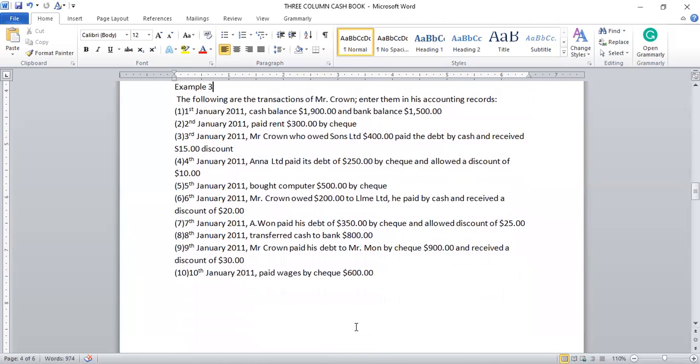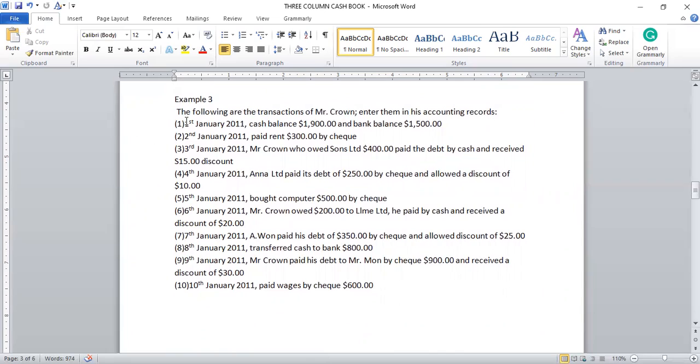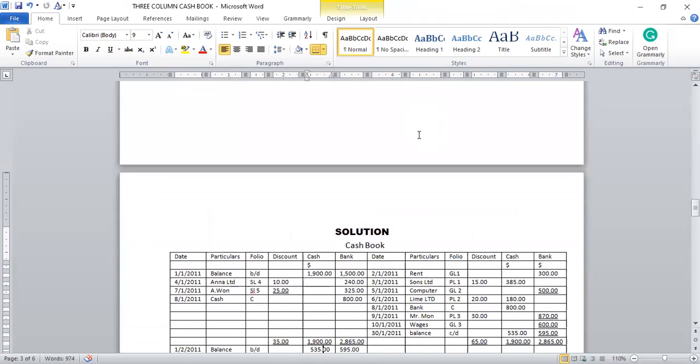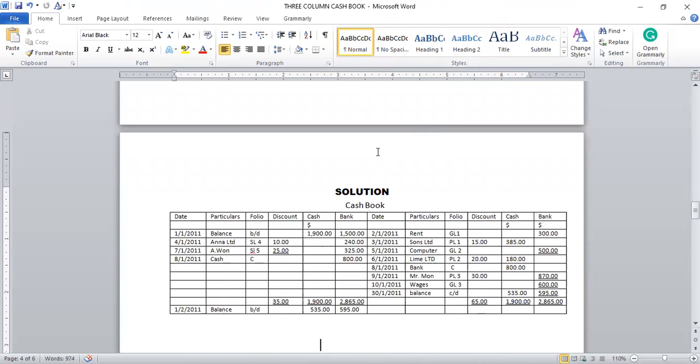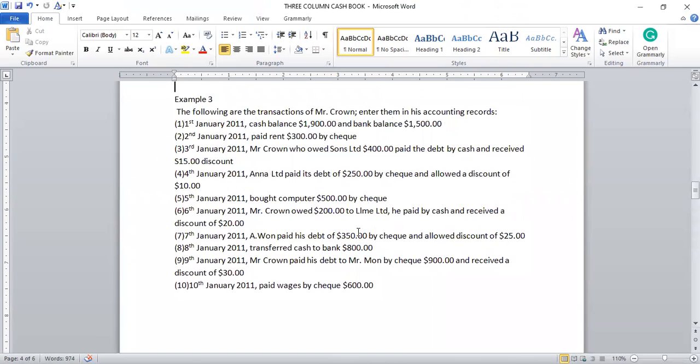Okay. So for the first one, 1st January 2011, cash balance $1,900 and bank balance $1,500. So we go to the cash book. So this is the cash book. January 1, 2011, particulars balance brought down. We have cash 1,900 and we have bank 1,500.